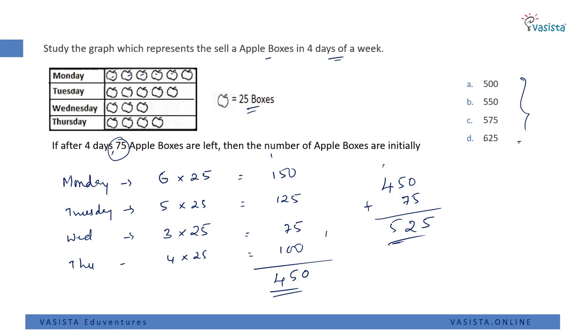Let's check the options here. 5 plus 5 is 10, 1 carry, 5 plus 1 is 6, 6 plus 2 is 8, 8 plus 7 is 15, 5 and 1 carry, 1 plus 1 is 2, 2 plus 1 is 3, 3 plus 1 is 4. 450 plus 75 is 525.